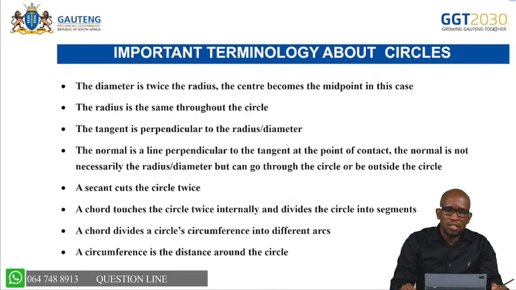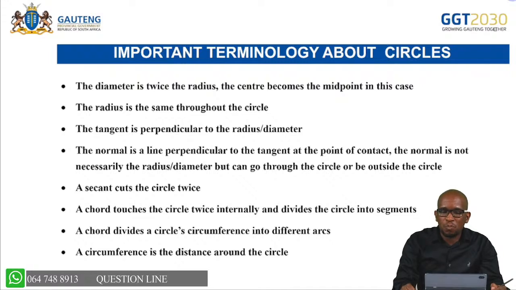We need this important terminology about circles that will be very useful in this section of work. The diameter is twice the radius. The center becomes the midpoint. Since you know the formula for determining the midpoint from grade 11, you can use that formula if you are given the endpoints of a diameter. The radius is the same throughout the circle. The tangent is perpendicular to the radius or to the diameter.